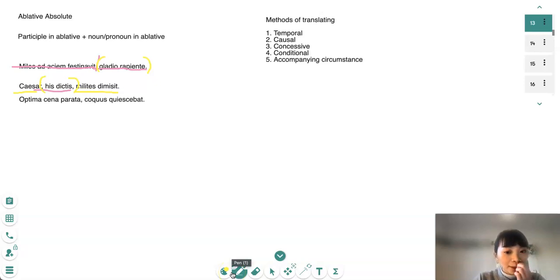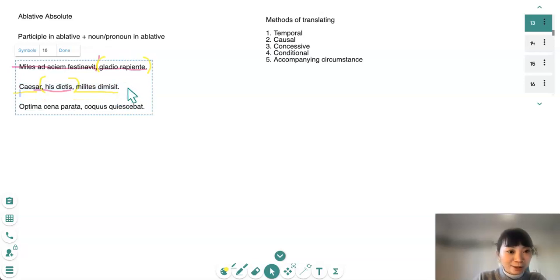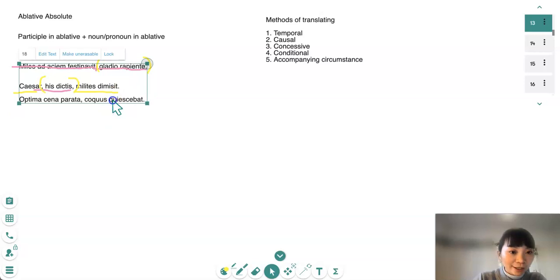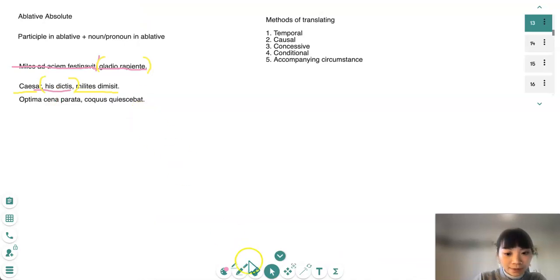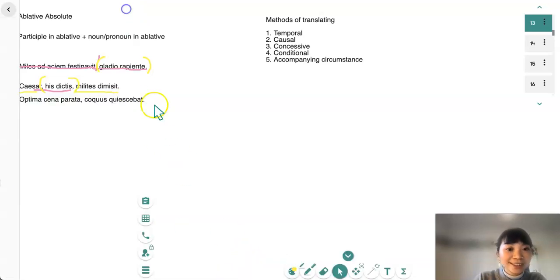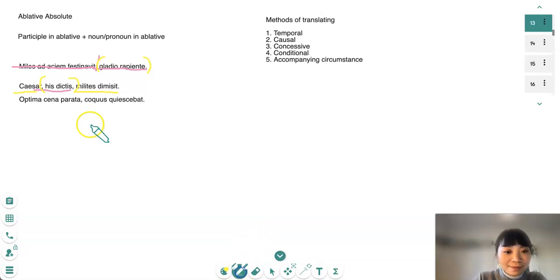Finally, we might also encounter adjectives agreeing with the noun or pronoun in the ablative absolute construction, and that's perfectly normal. That happens quite a lot. So in this final example here, we have again our main clause. We're going to use the yellow still. Coquus quiescebat, so the cook was having a rest.